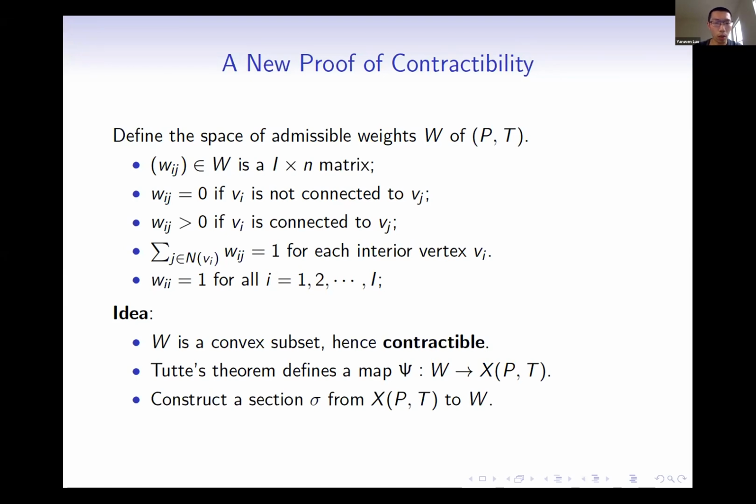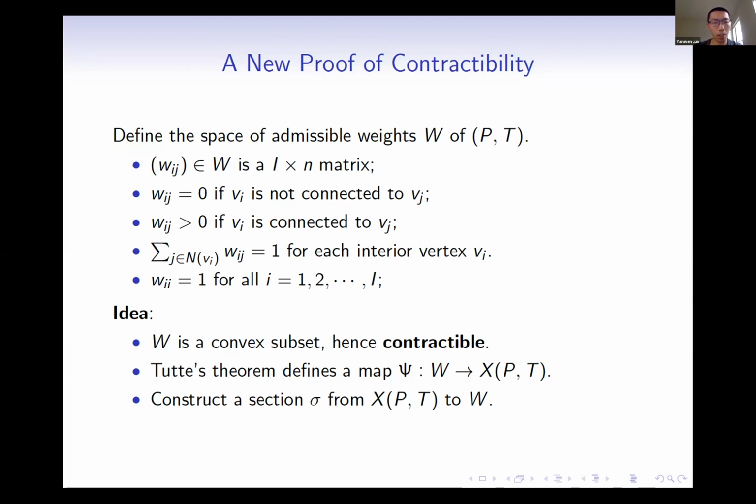And this is what we call the section from X to W. The section really means that if we start from any given geodesic triangulation and we try to compute such a weight, such that once we solve the linear system in the Tutte embedding theorem using this particular weight, we can get this geodesic triangulation back. So this is the definition for the section.